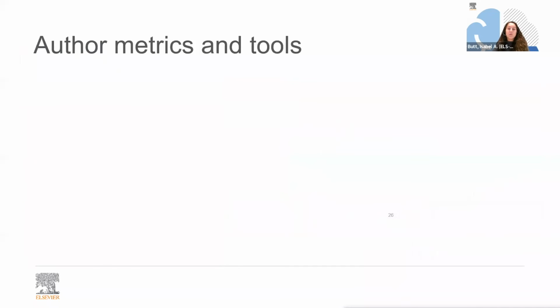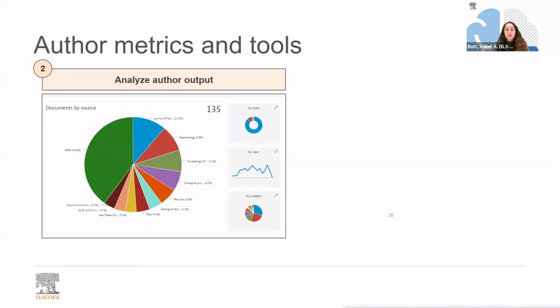So the next thing I want to talk about is some more author metrics and tools. Here is Analyze Author Output, which is a collection of in-depth and visual analysis tools designed to provide a better picture of an individual's publication history and influence. This may be useful if you want to showcase your experience in a particular field, or find a collaborator with a particular focus, or compare 2 candidates.